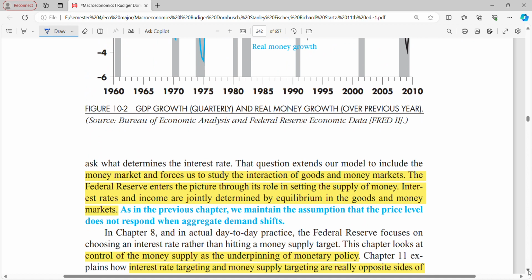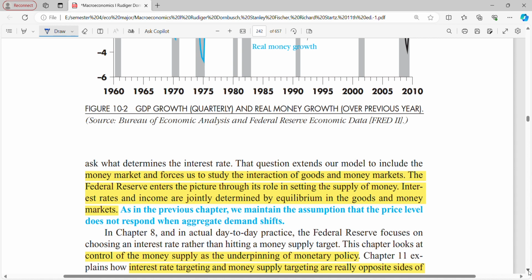Now, what determines the interest rate? So here, to know what determines the interest rate, we need to study the interaction of goods and money market. The Federal Reserve enters the picture through its role in setting the supply of money. In the beginning, we have discussed it. The central bank controls the money growth and controls the interest rate. So yes, they control the money supply. Interest rate and income are jointly determined by equilibrium in the goods and money market. We'll be studying that further.